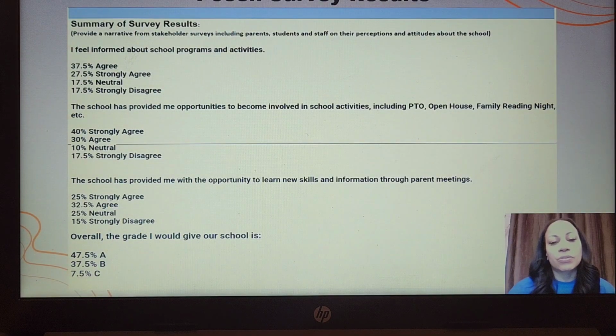Posen survey results are centered on their parents. And so their survey results reflect that their parents would like to be more informed about programs and activities. They do feel that they were offered opportunities to be involved, but that could also be improved. And they feel like there could be more offerings for improved skills. And so overall, Posen did get a good rating of an A or a B.